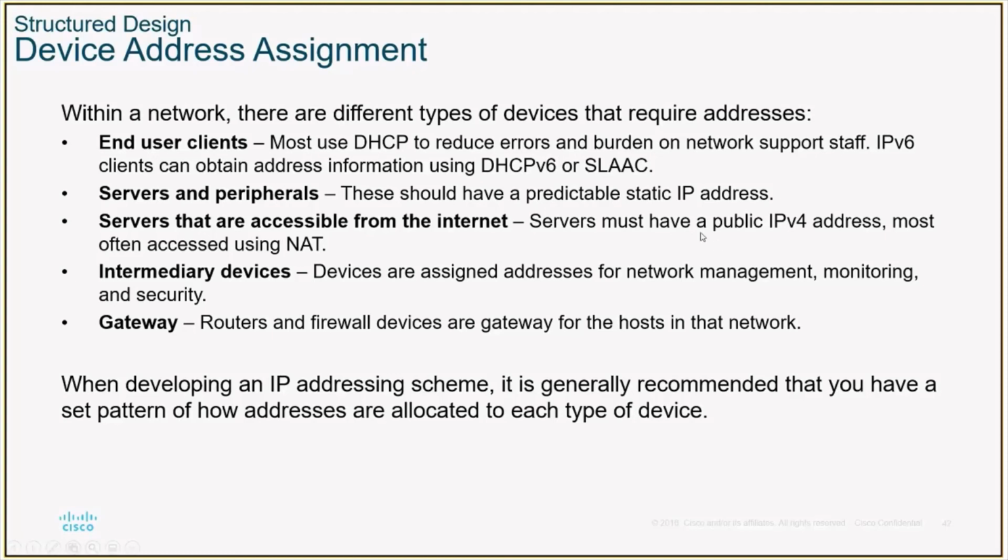Servers that are accessible from the internet need to have a public IPv4 address, maybe using NAT. That's what I was talking about earlier. Intermediary devices are assigned addresses for network management, monitoring, and security. And so again, remote management for switches and routers and things like that, all very useful. And of course, gateways will need to have IP addressing as well, and that will certainly need to be static most of the time. When developing an IP addressing scheme, it is generally recommended that you have a set pattern of how addresses are allocated to each type of device.